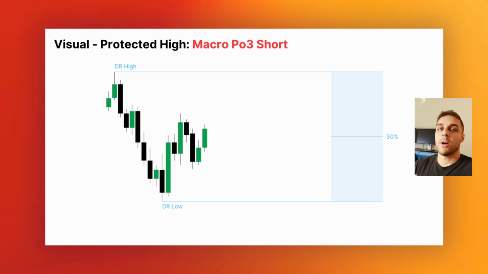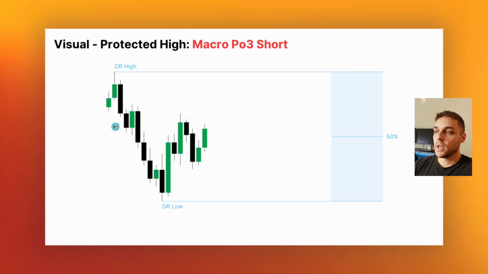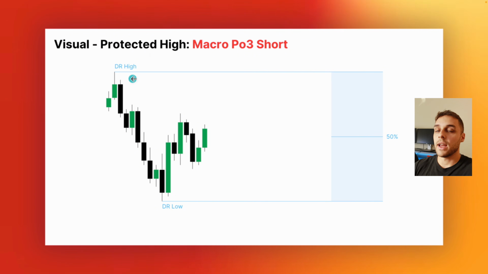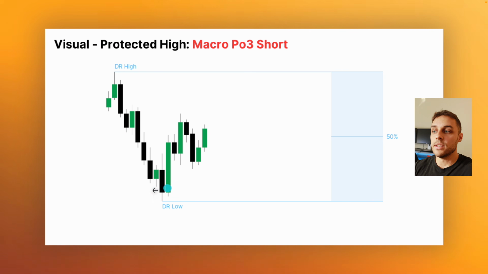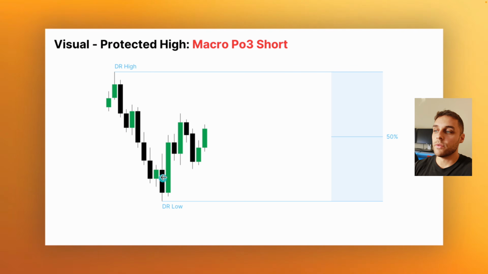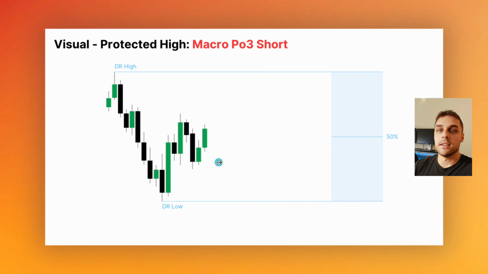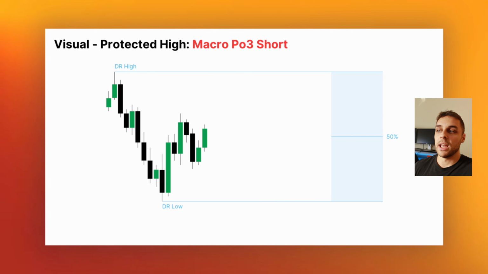First, we're going to be talking about protected highs, which will frame a Macro Power of 3 short setup. So if we're looking at price here, we can see that we have this high, which is going to serve as our dealing range high. Price expands lower, and now we have our dealing range low. So what was the trend while price was printing here? It was bearish. But how do we know if this move up when we formed our dealing range low was a reversal or if it was just a retracement to go back down and continue this bearish delivery? We need to understand protected highs and lows to be able to determine this.